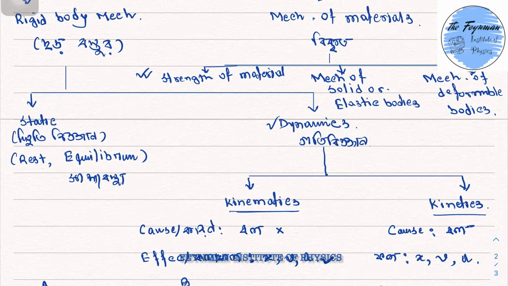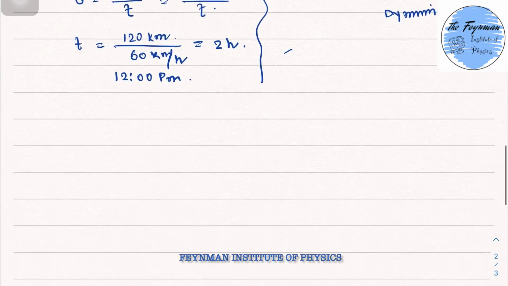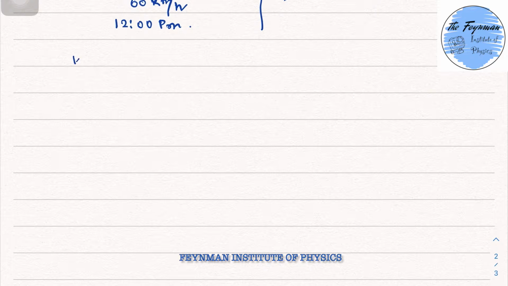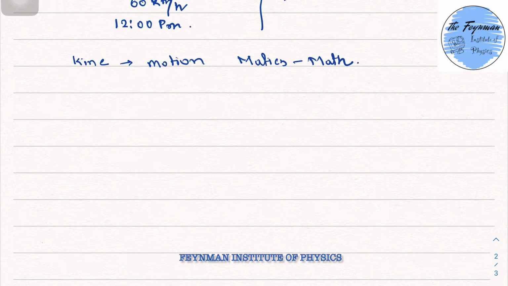Now between the two branches of dynamics, that is kinetics and kinematics, kinematics is the easier one, as is implied by its name, because kine means motion and matics means math. Hence we need to find only the parameters related to motion. We do not need to find the cause, that is force, responsible for the motion. Hence we will start with kinematics.